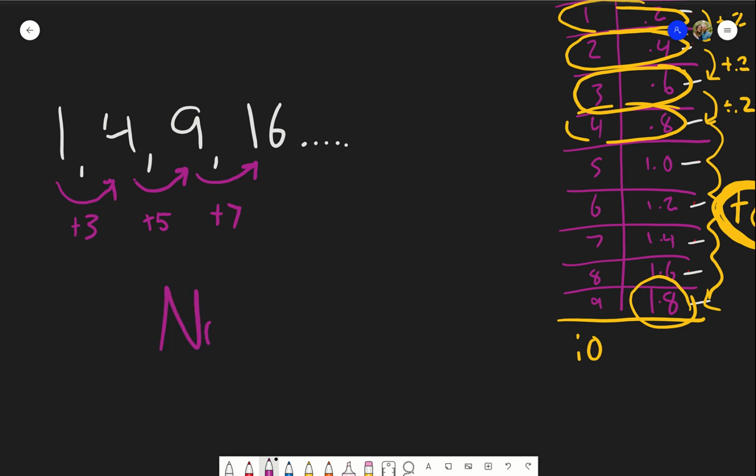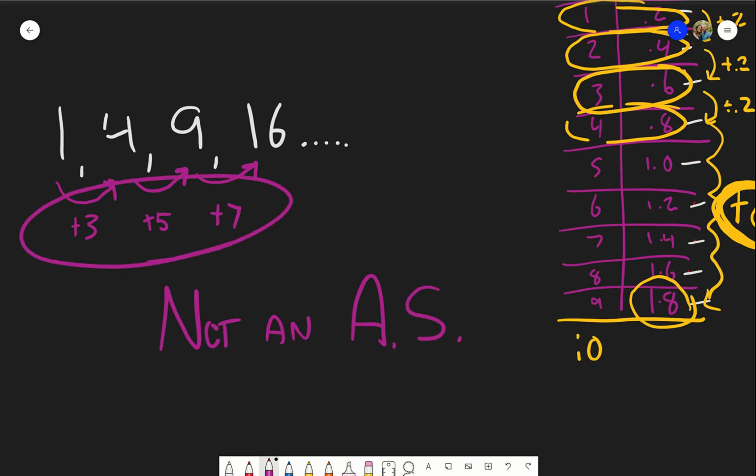This is not an arithmetic sequence. I don't have a common difference. My difference is changing each time. So I don't have a common difference, so it's not an arithmetic sequence. Okay, I have to have these numbers that are changing be the same every time in order for it to be an arithmetic sequence.